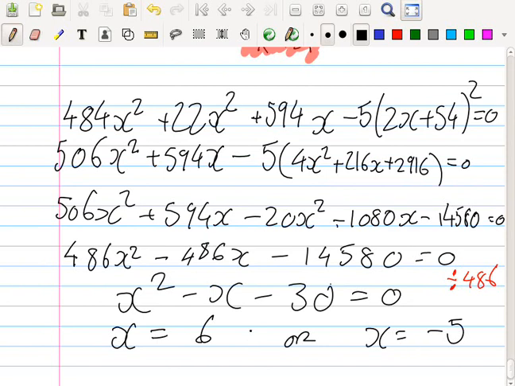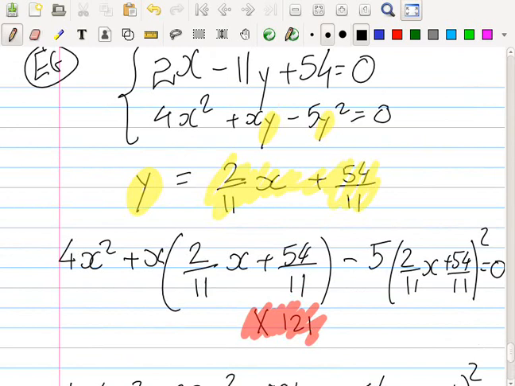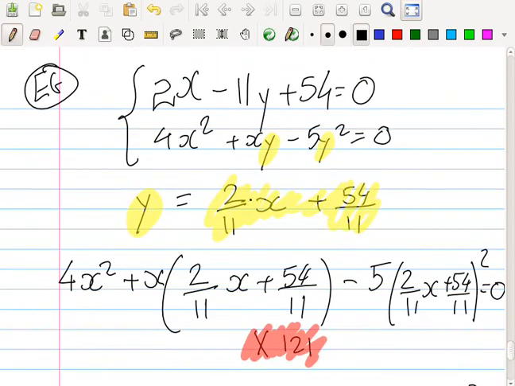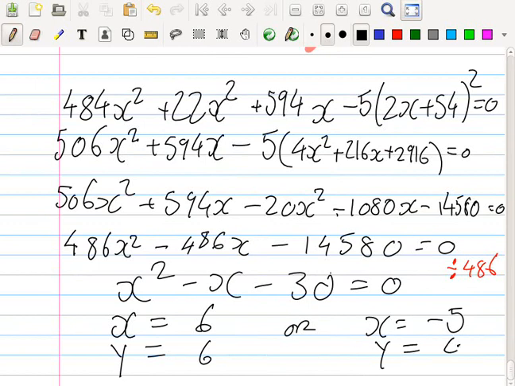How can I find the y? Just replace it. Replace it into the equation here. Right, 2 times 6, 12. 12 over 11 plus 54 over 11 is 66 over 11, which is 6. Minus 5. 2 times minus 5 is minus 10 over 11 plus 54 over 11 is 44 over 11, which is 4. So your two answers are 6 and 6 or minus 5 and 4.